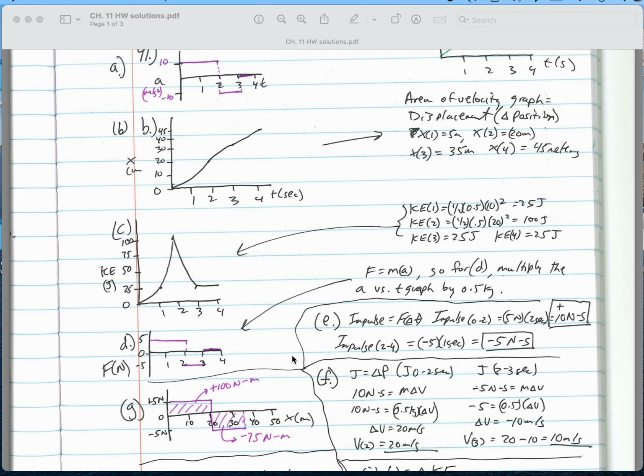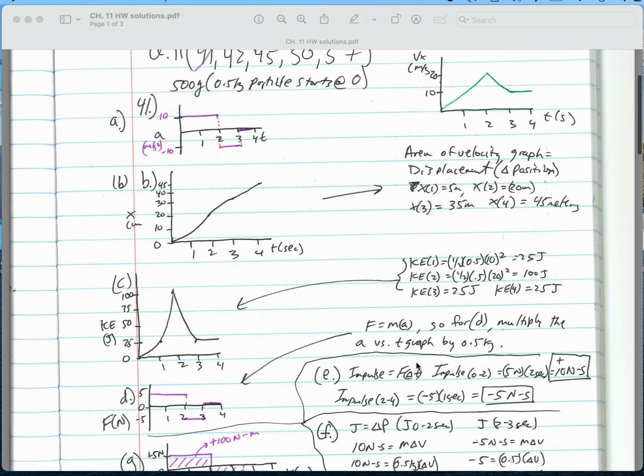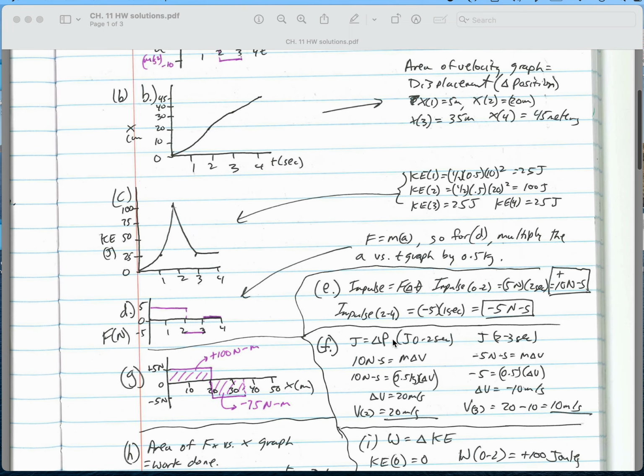For part F and G, F is saying using the impulse momentum theorem, determine the particle's velocity at 2 seconds and at 4 seconds. So we know it's moving 0 meters per second to start, and impulse is change in momentum. So we have 10 newton seconds equals m times delta v. Well, we have that 0.5 kilograms, so we get a delta v of 20 meters per second. The delta v from 2 to 3 seconds, because we have a negative impulse, would be negative 10 meters per second. So the velocity after 3 seconds would be 10 meters per second. That agrees with everything we've seen so far.